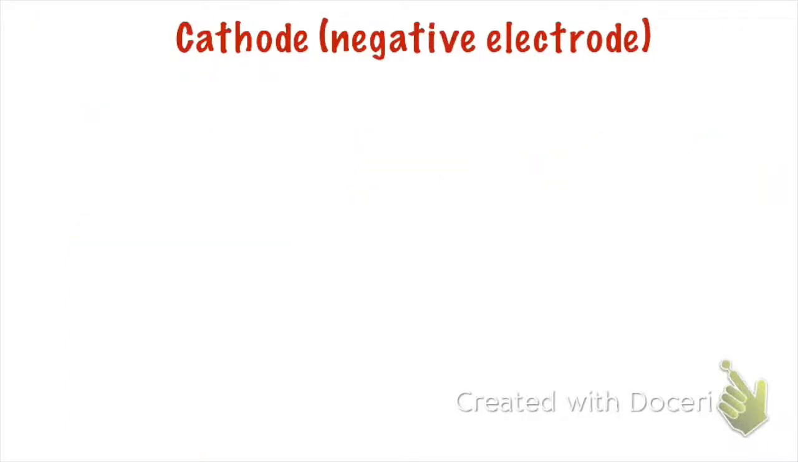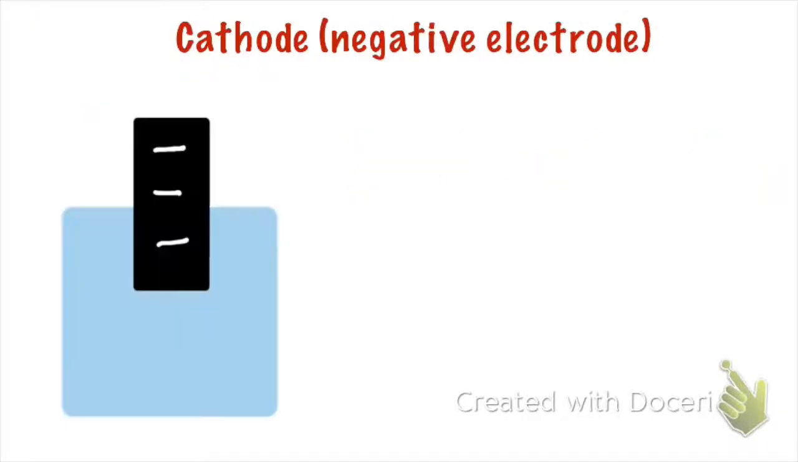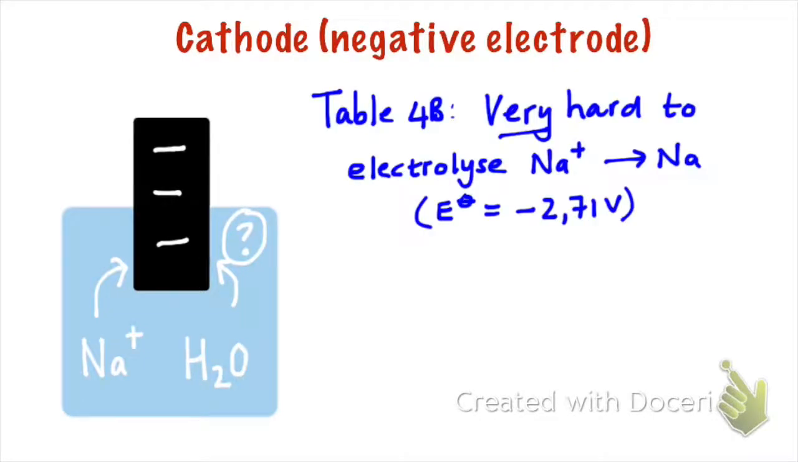If we then have a look at the cathode, the negative electrode, the Na+ ions are obviously attracted to that negative electrode. But remember, we also have water molecules present. And the question we need to answer quickly is which of those will be discharged preferentially. If we have a look at table 4b, we can see that it's actually very, very hard to electrolyze sodium ions to sodium. Its E° value is -2.71.